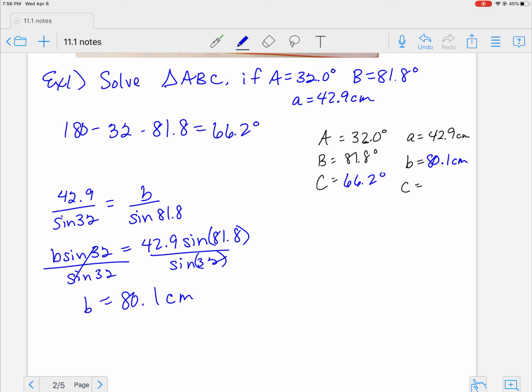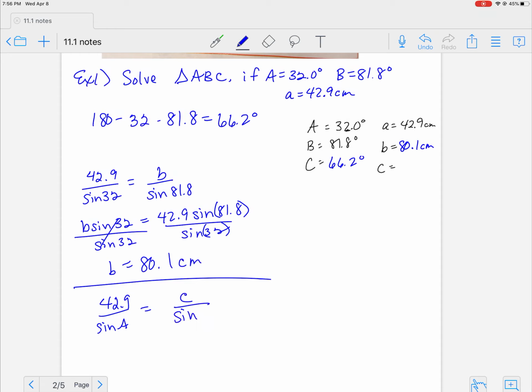Try plugging that in your calculator. Keep in mind, these angle measurements are inside functions. So plug that in and make sure you're coming up with the same thing that I am. If you're not, then you need to be contacting me and we need to make sure we get that figured out. All right, so there's b.